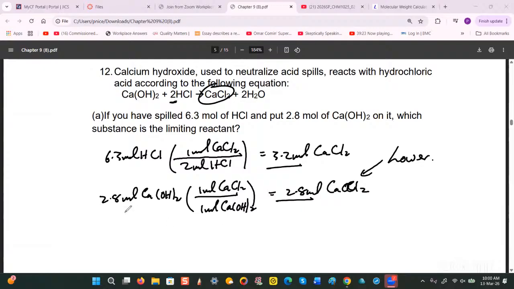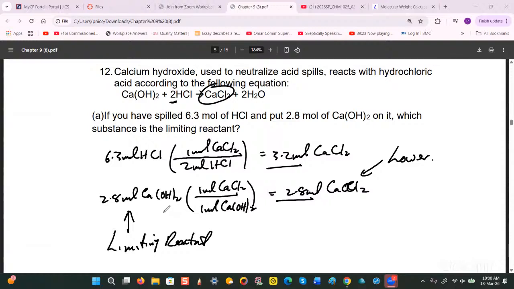And therefore, what that means is that the calcium hydroxide would be the limiting reactant, right? Because the limiting reactant is the reactant that determines how much product you expect to get, and you cannot get more than the lower amount of product based on the calculation that we have just done here, all right? So that answers the A part. The answer is that the calcium hydroxide is the limiting reactant.